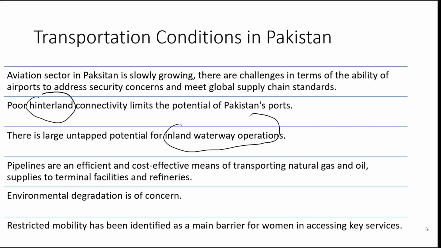And if you try to understand the concept of the pipeline, which is one of the important elements of transportation, pipelines are also an efficient and cost-effective means of transporting natural gas and oil, through which we supply the refinery system, oil system, and it also contributes about 37% in the country through different sources.